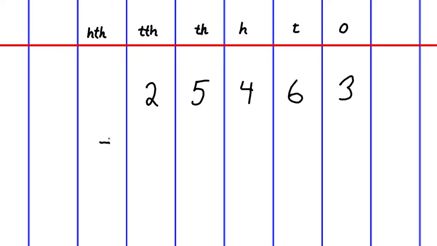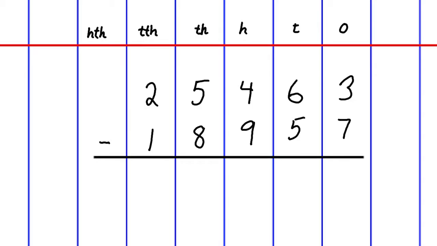25,463 subtract 18,957. We always start with the ones and move from right to left because we may need to decompose the digit in the larger place in order to subtract. Do we need to regroup to subtract in the ones place in this problem? Yes, we need to take away 7, and there is only 3. So let's decompose 6 tens into 5 tens and 10 ones, putting the 10 ones in the ones place and adding the 3. Now there are 5 tens and 13 ones. 13 subtract 7 equals 6.